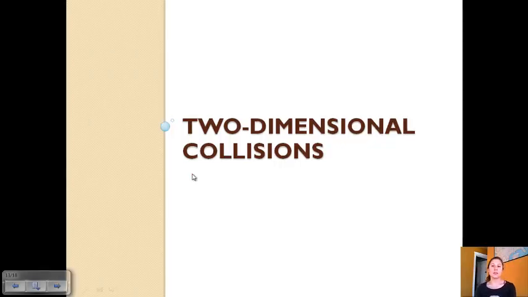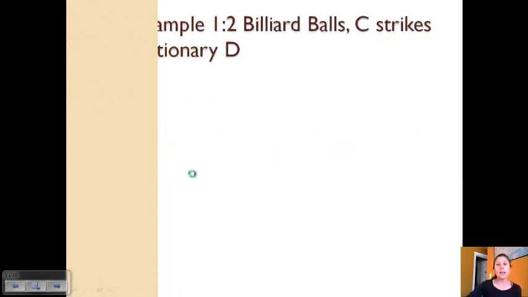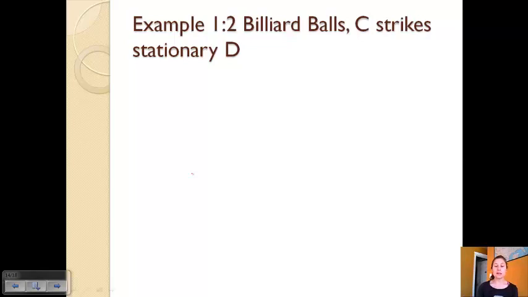Alright, hello. We are going to finish our discussion of Section 2 for Chapter 9, moving on from just conservation of momentum with one-dimension collisions, and now we're going to look at two-dimensional collisions. And so remember that momentum and impulse are vectors, and so we can break them apart into their components just like we could with force. Alright, so let's take a look at an example.